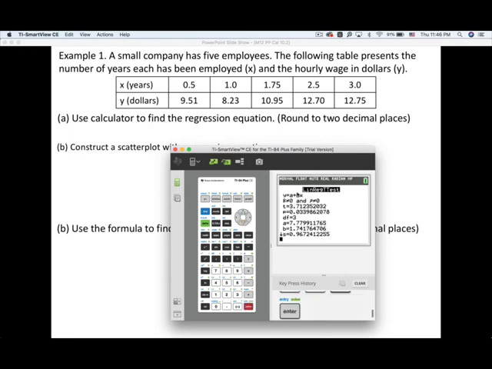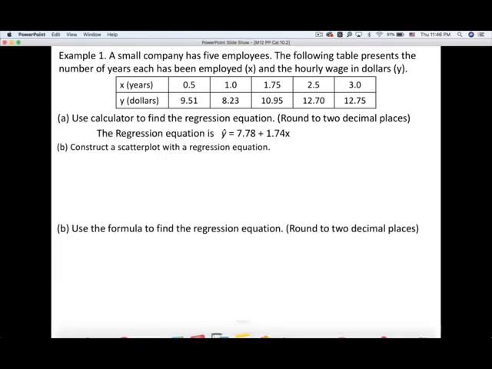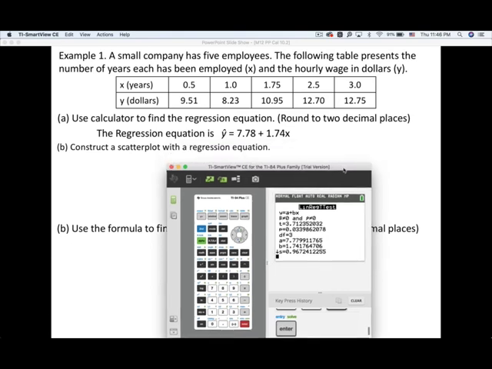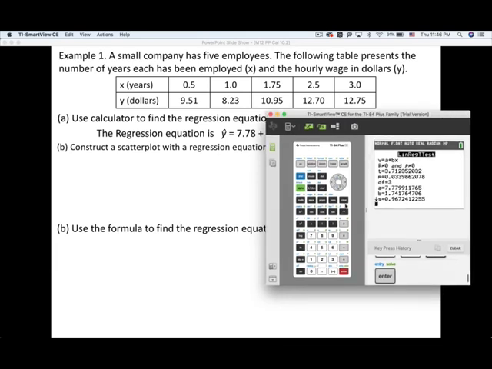Enter. You're going to see the regression equation here, y equals a plus bx, and they state the a and b in here. This is going to be our regression equation with the a and the b. So plug it in, and you should get this: 7.78 plus 1.74x. So this is how you find the regression equation using your calculator.